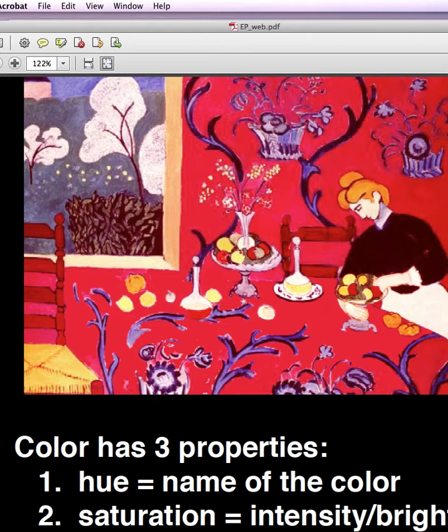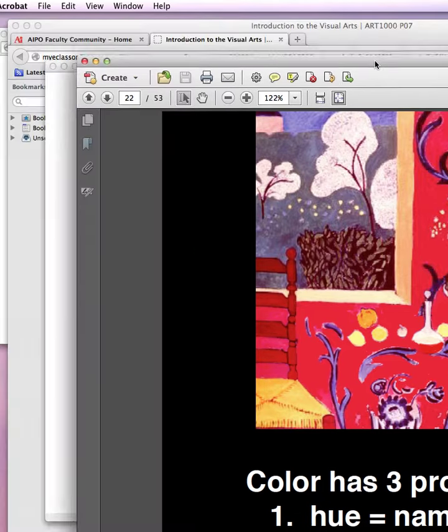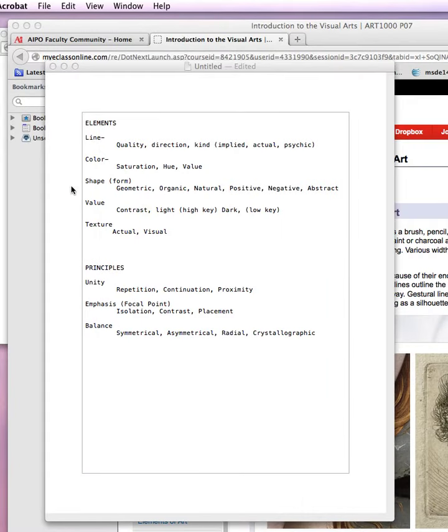And then value would be the lightness or the darkness. So when you tell me about color, tell me about all those things. When you talk about shape, identify the shape. As I said, I'm going to post this. You can go through and look at the shapes.